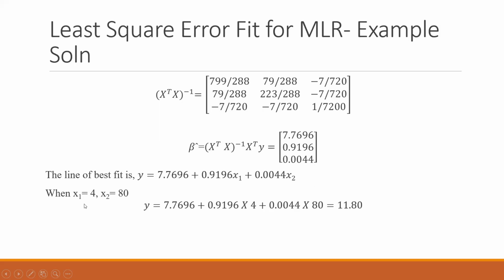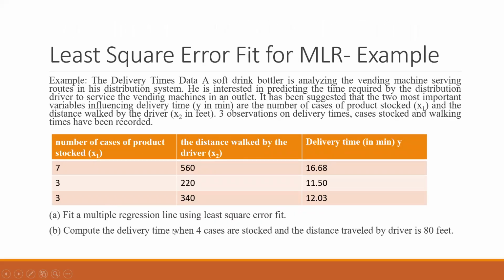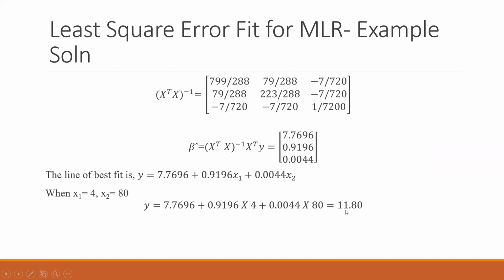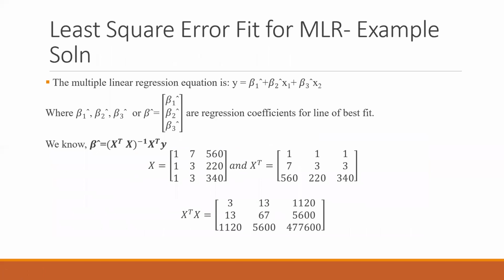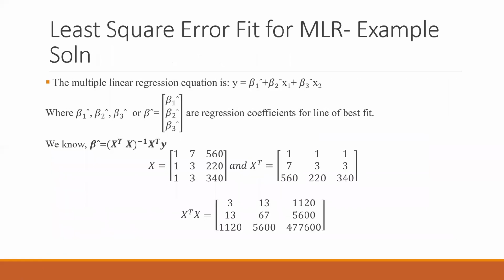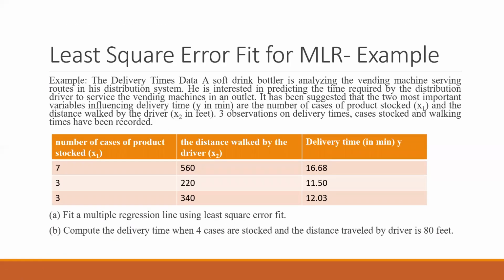And if you put in the values of x1 and x2 which were asked in the second part, that you have to compute the delivery time when 4 cases are stocked and the distance traveled by car is 80 feet, so the values of x1, x2 will be 4 and 80. By substituting these two values, you will get 11.8 as the value of y. That's the final prediction, right? And this is how this numerical was required to be solved. After that, if you have any doubt in this, you can ask right now. Otherwise, we will move to the next topic.